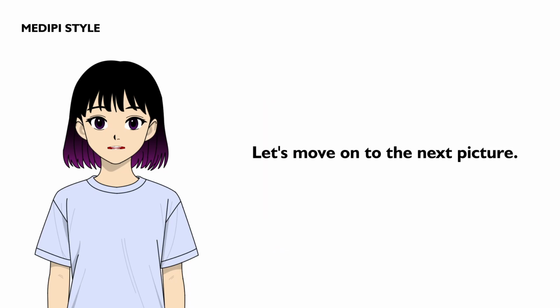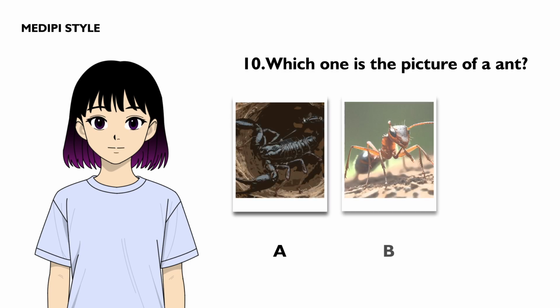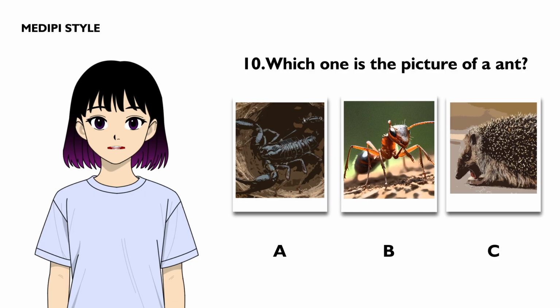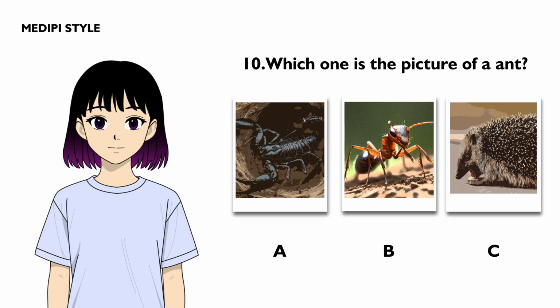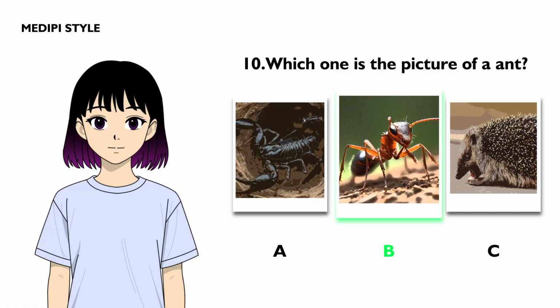Let's move on to the next picture. Which one is the picture of an ant? A, B, C. That's right. This is an ant.